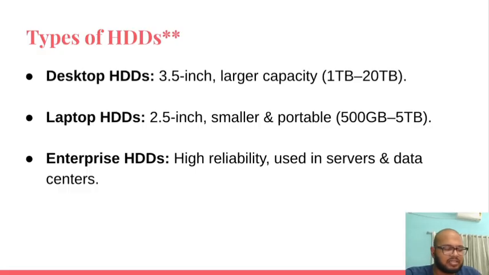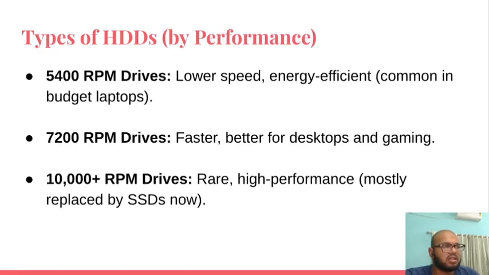I don't think it's useful. Most of you must be buying laptop HDDs or desktop HDDs. I don't think we need to discuss enterprise HDDs, but if you want, you can jot down the notes. By performance also, it can be graded. So these are 5400 RPM, 7200 RPM drives. But the important thing here is, higher the RPM, higher your read and write speed. So if you're buying a version with higher RPMs, you will get more performance out of it.